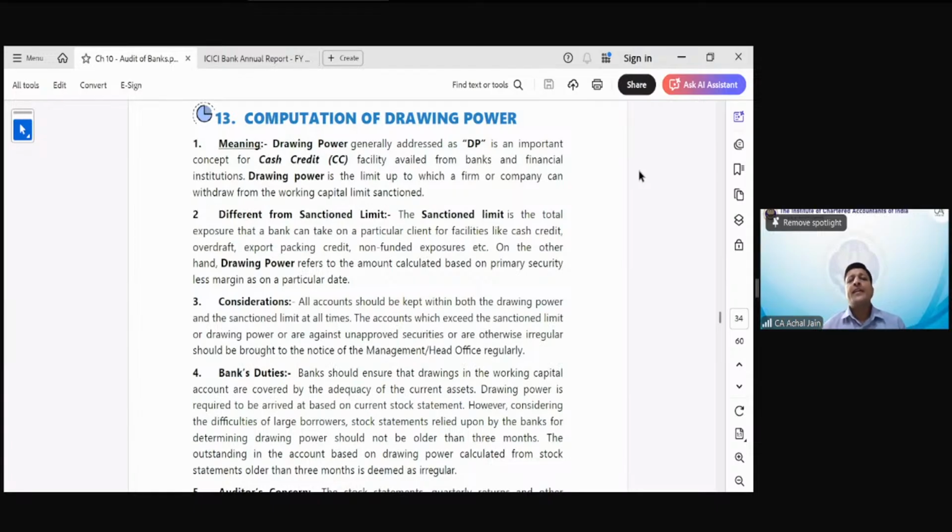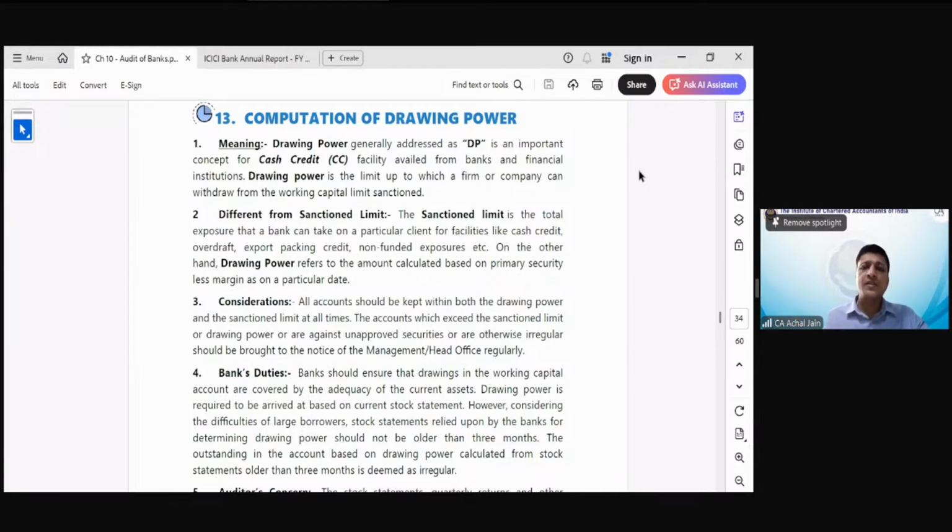Very popularly, this is called DP. Maybe if you have dealt with some of the banks, if you have some understanding in relation to borrowings, you may be knowing about it, or you may have at least heard about it. DP. It's a very common term which is used in the context of borrowings.